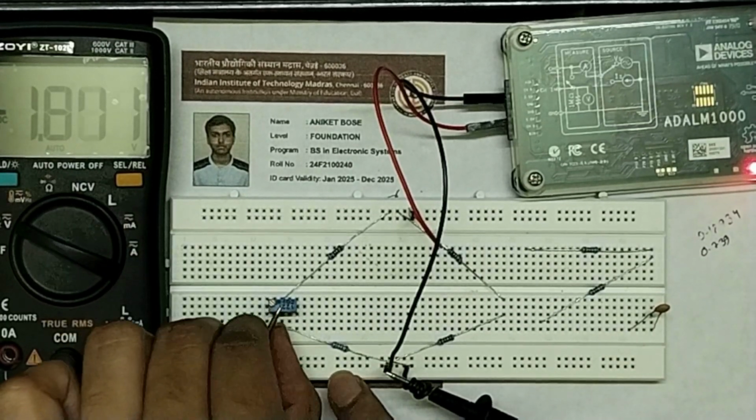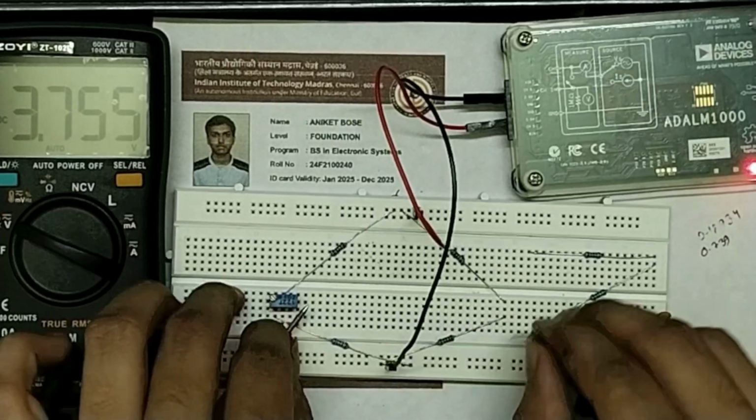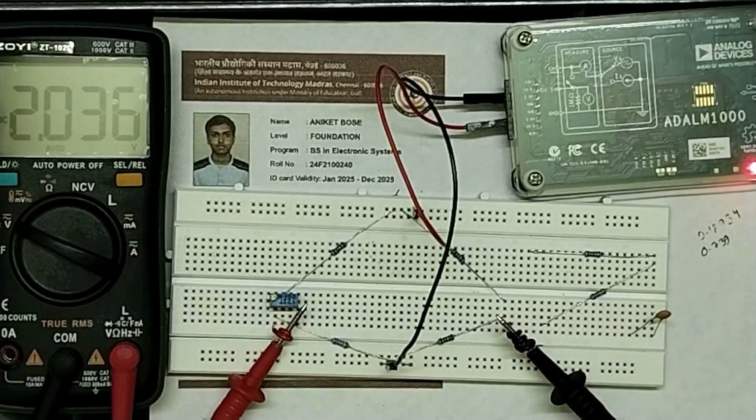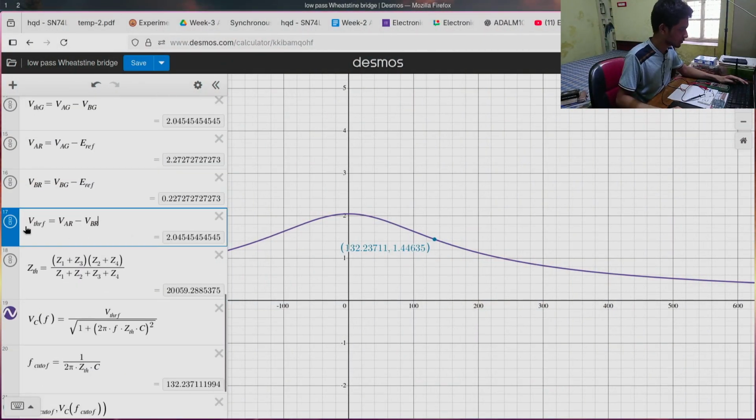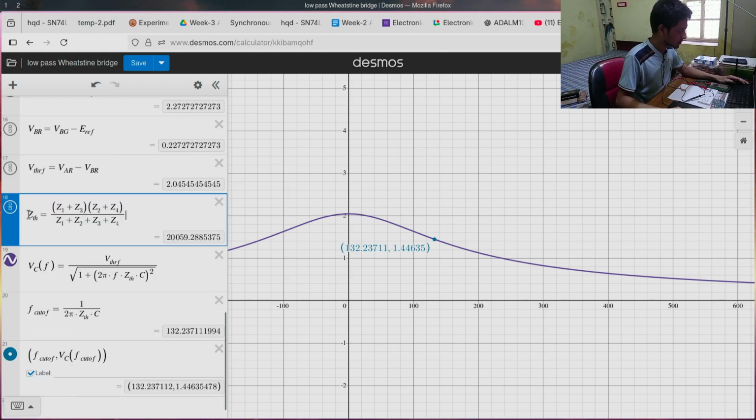So VA minus VB is coming out to be 2.03, 2.04. In the Desmos also you can see this is 2.04. The Thevenin potential with respect to the reference is 2.04, and the Z Thevenin value is 20k. Let's check that out also.